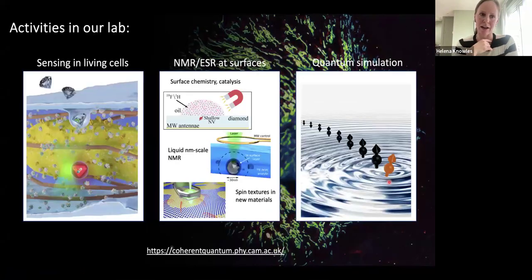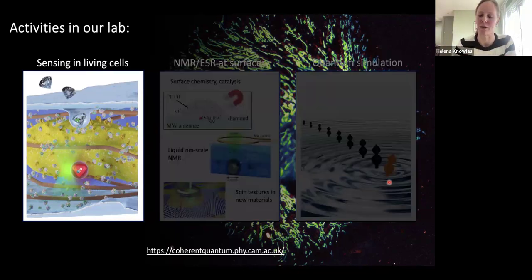I wanted to quickly highlight some of the other things that are going on as well, in case this is of interest. Send me an email. I'm happy to talk more about this. So we also look at NMR and ESR, so nuclear magnetic resonance and electron spin resonance, using spins in diamond close to surfaces. And we have a project that looks at complex interacting spin systems, where we're building a quantum simulator based on spins in diamond. So quite different topics, but today we're going to focus on the sensing in living systems.